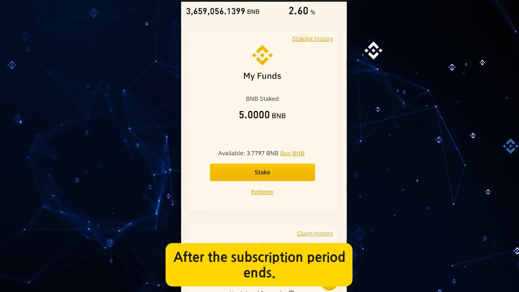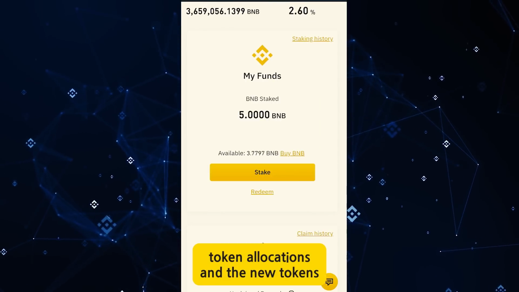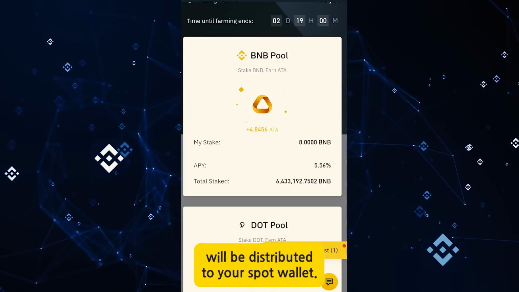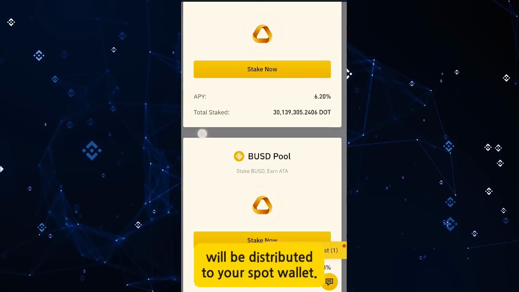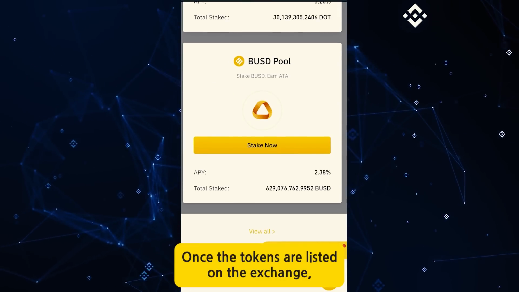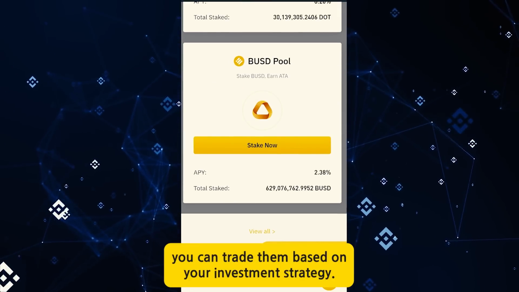After the subscription period ends, Binance calculates token allocations and the new tokens will be distributed to your spot wallet. Once the tokens are listed on the exchange, you can trade them based on your investment strategy.